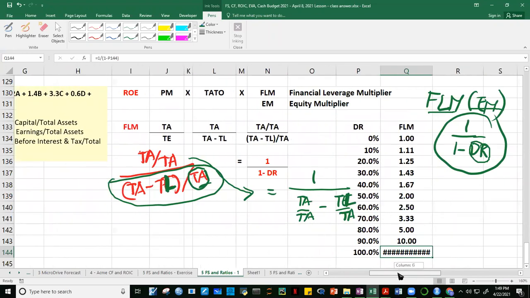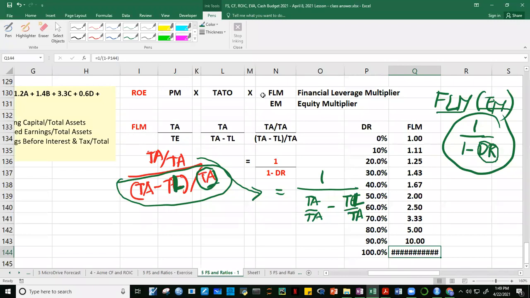Pero kung titingnan natin dito, guys, in the context of ROE, kailan tataas yung ROE in relation to FLM, guys? When will ROE increase in relation to FLM? Come on, answer guys, answer. Simpleng question lang yan, no? Paano tataas yung ROE in relation to FLM? Your financial leverage multiplier or equity multiplier? Answer? Take a look at the formula.